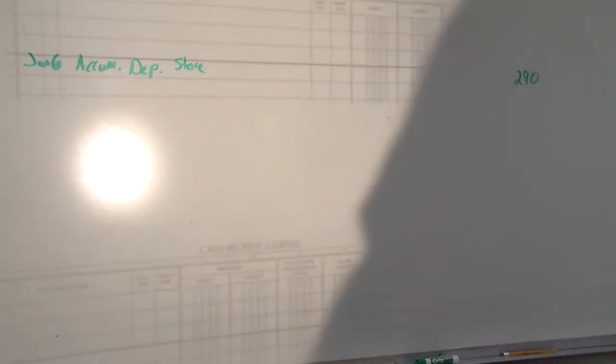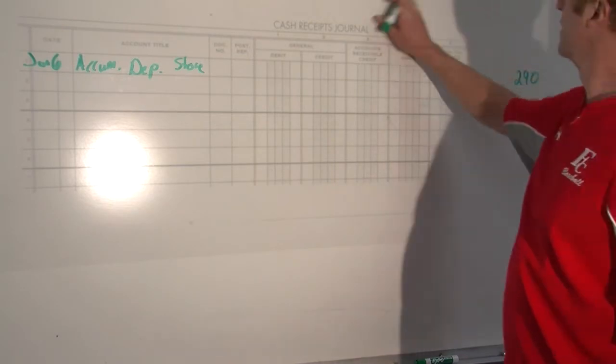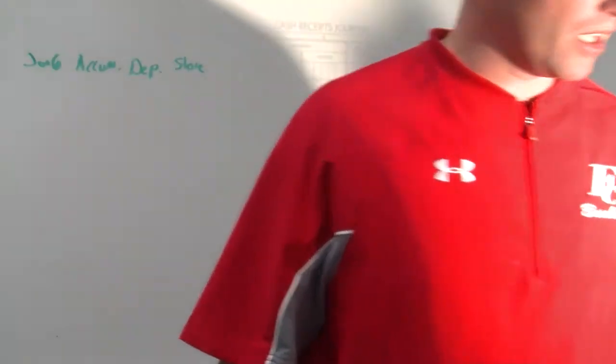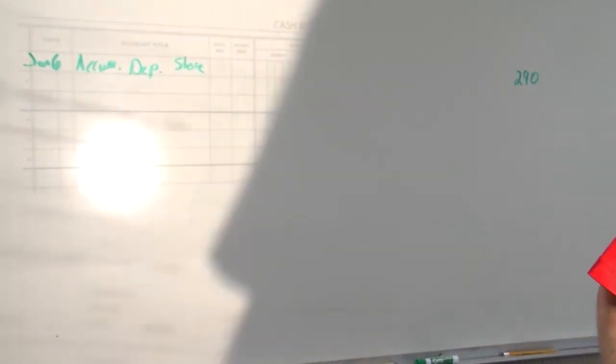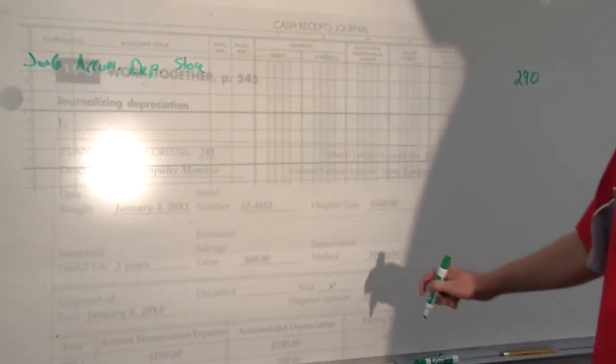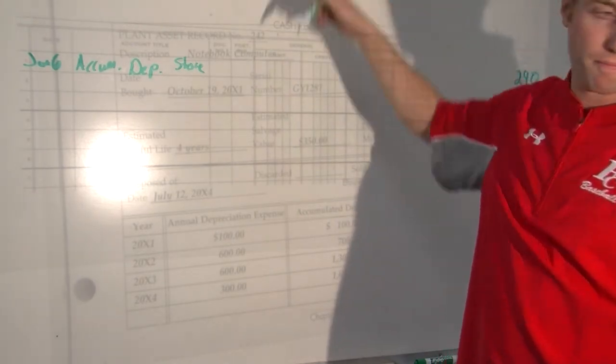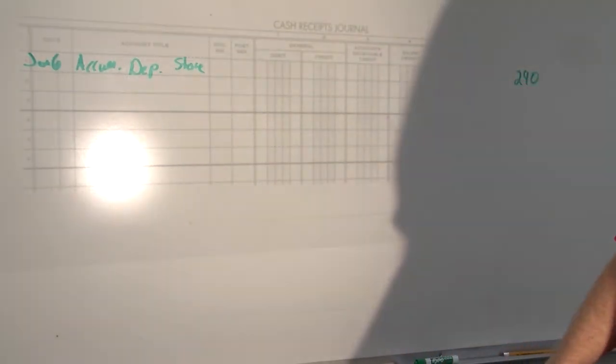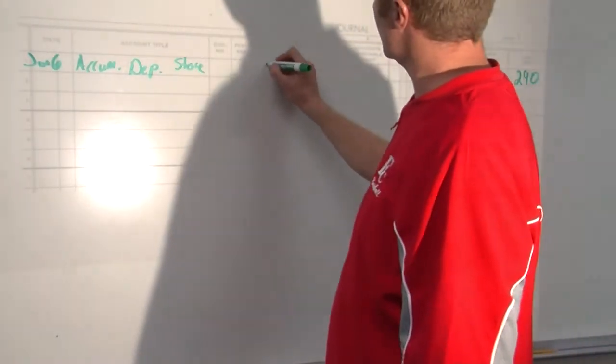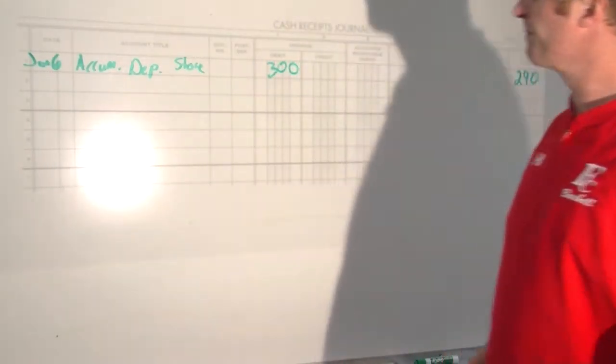So going back to 18.4 here, try to line this up. The accumulated depreciation was $300. I forgot to show you that when I was here. That's this amount. I'll put it up above. Accumulated depreciation was $300. So we're going to write accumulated depreciation $300.